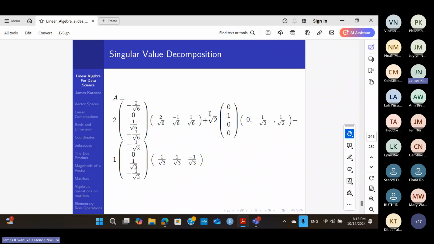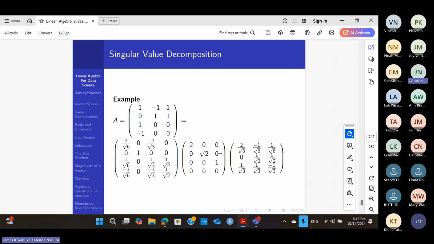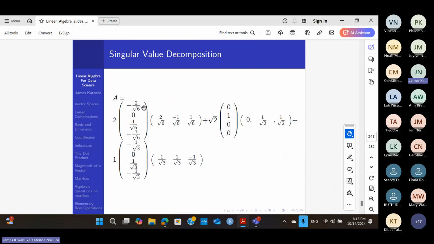Now what is happening here is we are getting this expansion. See this expansion? But now for a concrete case, we identify this as U1 and this as V1 transpose. This is U2 and this is V2 transpose. This is U3. This is V3 transpose. Same way we defined them earlier. And these are the singular values, 2, square root of 2 and 1. You can see they're in descending order. 2 is the largest, followed by root 2, followed by 1.